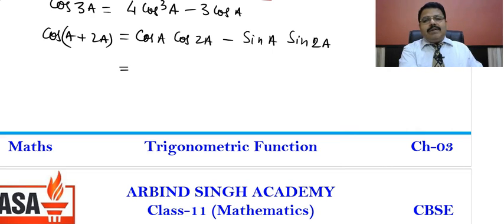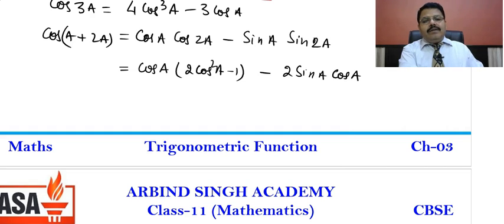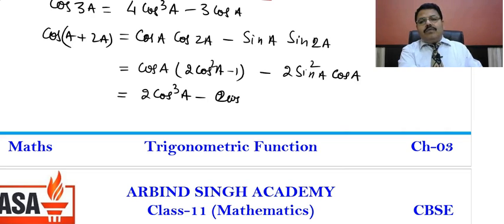Because we need it in the form of cos, here cos 2A can be written as 2 cos square A minus 1, and sin 2A as 2 sin A cos A, and one sin A is already there, so 2 sin square A cos A. Now, this can be written as 2 cos cube A minus cos A, minus 2 sin square A cos A.